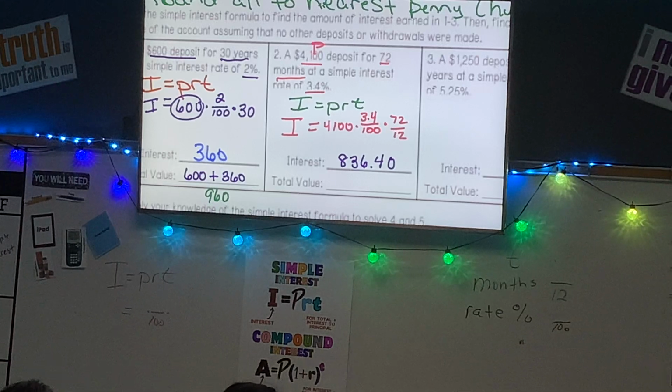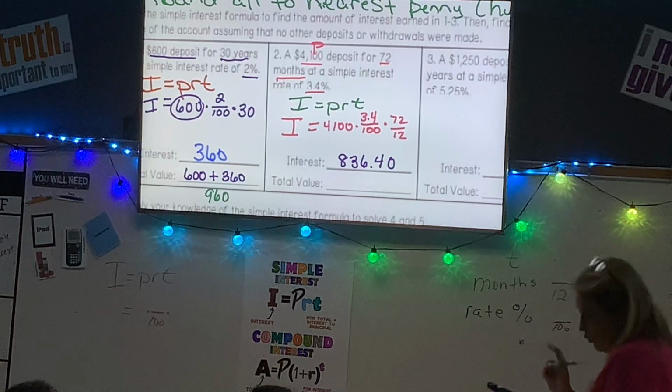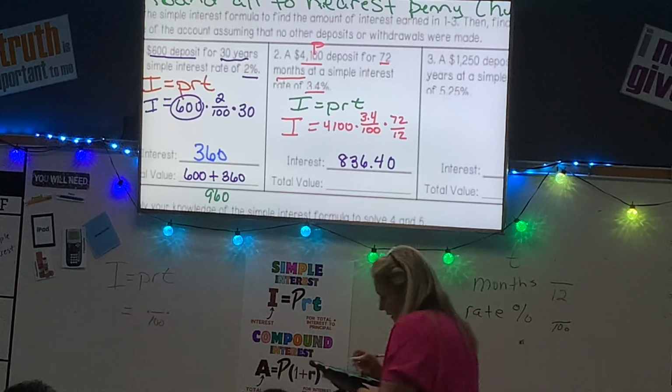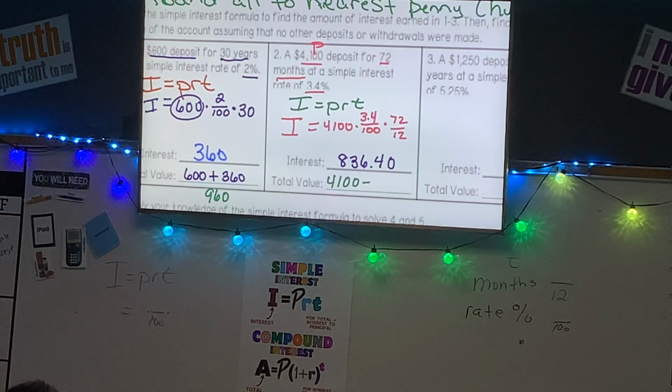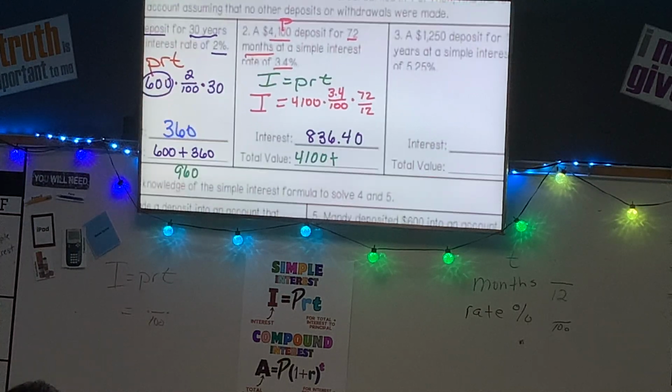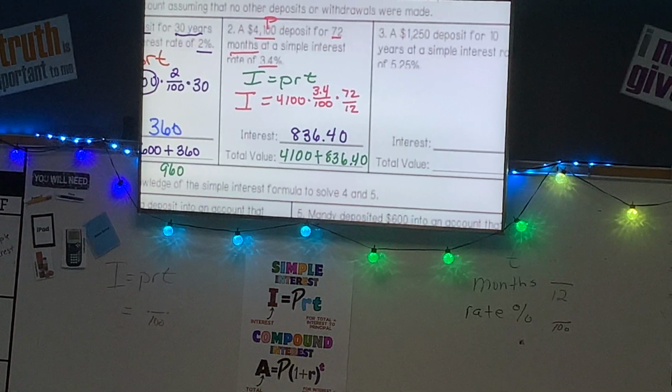Okay. So now we have to get our total that we want to get from the bank. So we would take 4,100 and we would add our interest of $836.40. And so how much would the bank have to pay us? $4,936.40. Perfect.